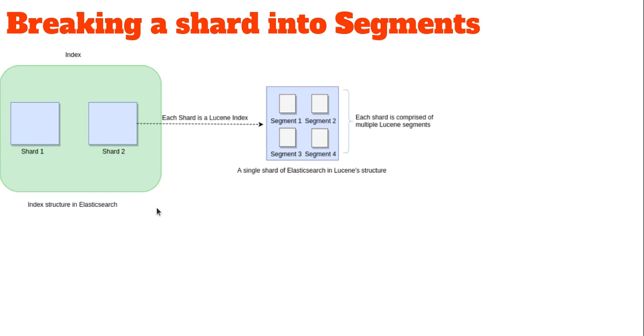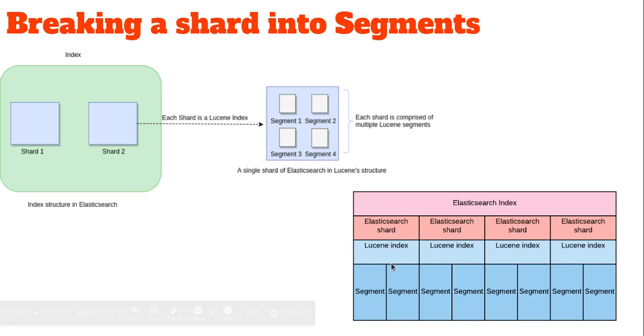In this diagram, we can see that we have a certain Elasticsearch index which comprises two shards. Each shard in itself is a Lucene index that we have discussed. But each of these Lucene indexes in itself comprises a more basic unit of data, which is a segment. So just as an Elasticsearch index comprises many shards, each such shard will comprise multiple Lucene segments.